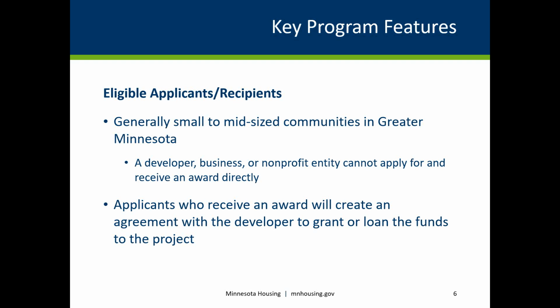Funds cannot be awarded directly to a developer, and Minnesota Housing will not review applications submitted by ineligible recipients. Once awarded, applicants will enter into an agreement with the developer listed in the application to award funds to the project identified. Applicants can award funds to the developer as a grant or a deferred loan. And if applicants award funds as a deferred loan, the terms must be equal to or more favorable than the terms they receive from Minnesota Housing.